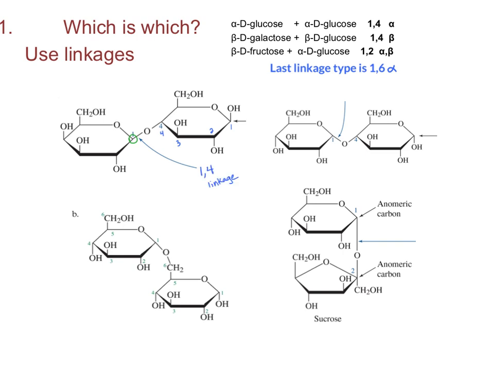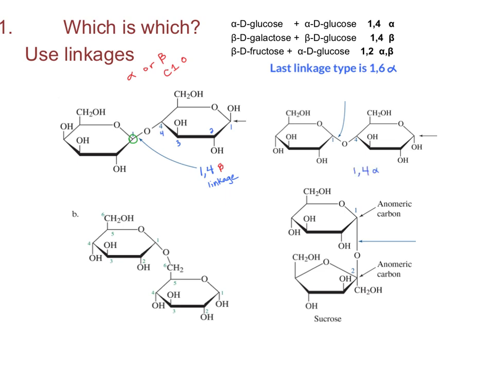Okay, so because this one is attached to 1,4, that means it's going to be one of these two, either 1,4 alpha or 1,4 beta. And then the alpha and beta is based on whether the oxygen is slanted pointing up or slanted pointing down. So the one on the left is beta because it's pointed up. And then if you look at the molecule on the right, that would actually be an alpha because it's pointed down.